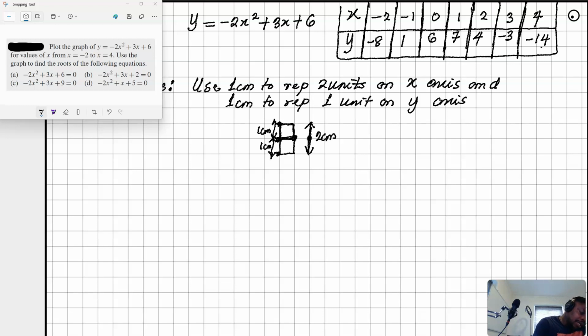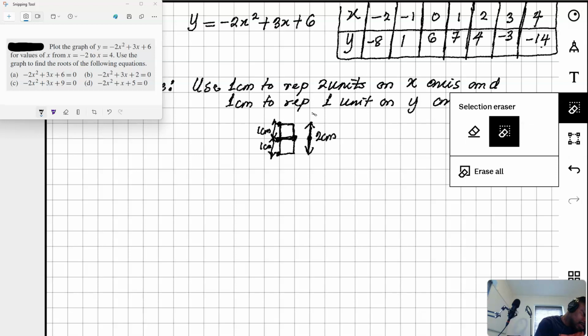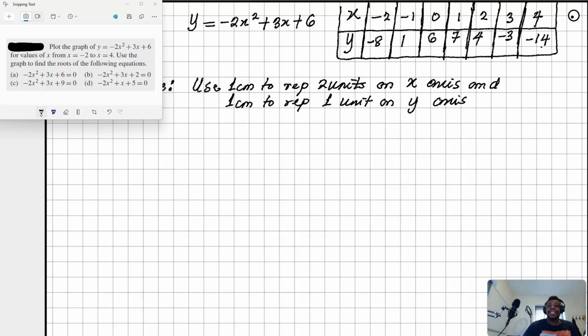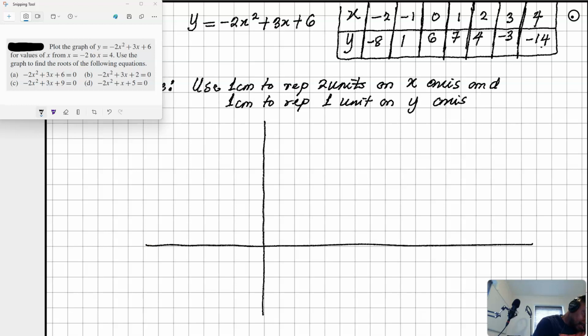But now in terms of unit, 1 centimeter represents 2 units. When they say 2 units, it simply means you are counting in twos: 2, 4, 6, 8, 10, 12, like that. If they say 1 unit, it simply means you are counting in ones: 1, 2, 3, 4, 5, 6, 7. So let's assume I'm putting a line like this now. It's just an assumption. So this is y and this is x.